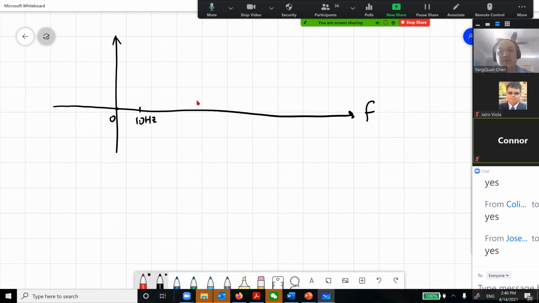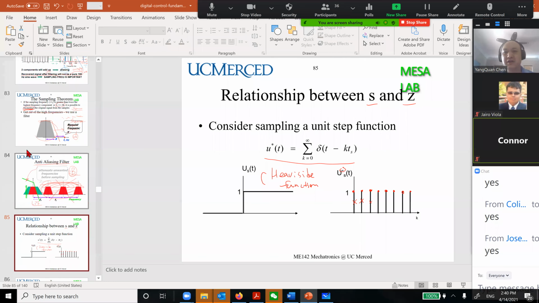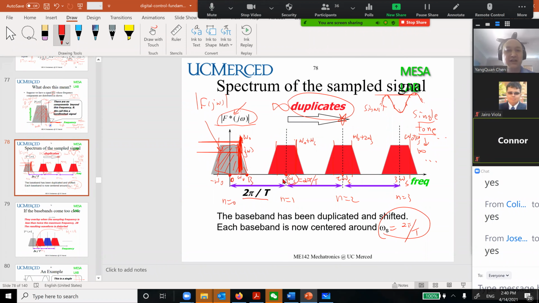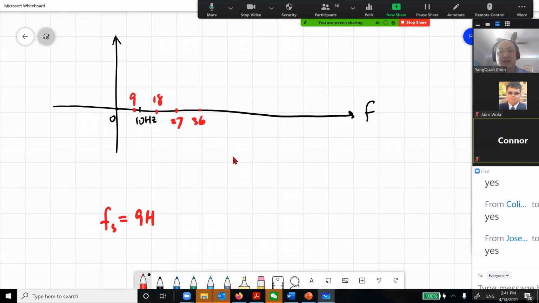But remember, I'm sampling at Fs is 9 hertz. So look carefully. I'm going to do 9 hertz here, 18 hertz. So this is 9, this is 18, this is 27, this is 36. All these points correspond to the duplicates of this center frequency. So this is 0, this is 9 hertz, this is 18, this is 27. You see what I mean? The multiples of 9 hertz, your sampling frequency. So I'm using this dot in here.